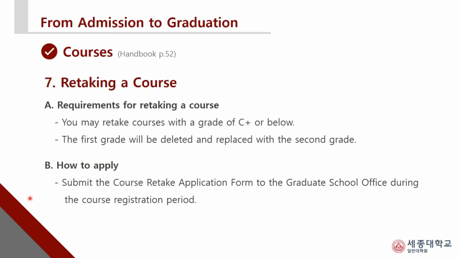If you wish to retake a course, you can do so for only courses with a grade of C+ or below. The first grade will be deleted and replaced with the second grade. You can apply for retaking a course by submitting the course retake application form to the graduate school office during the course registration period.